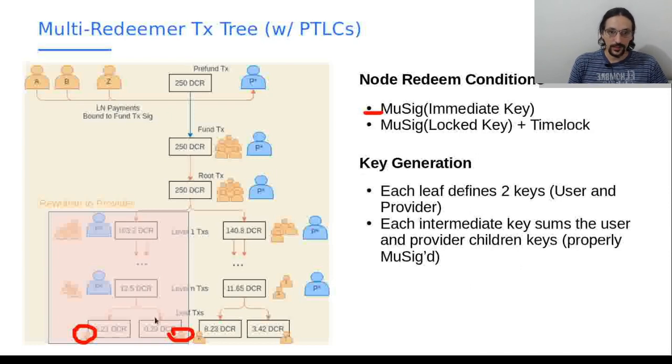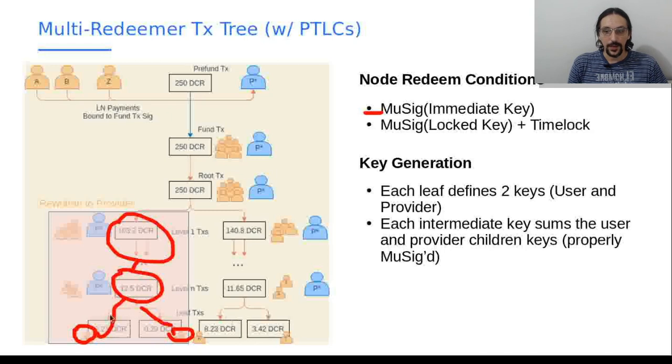Each leaf has two keys, user and provider, and each intermediate key is the sum of the child keys for that particular branch of the Mr. Tree. And so by finding out every leaf key, the provider can rewrite in a single transaction that output.